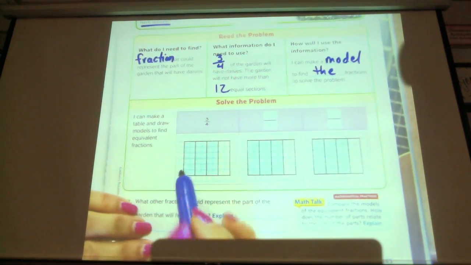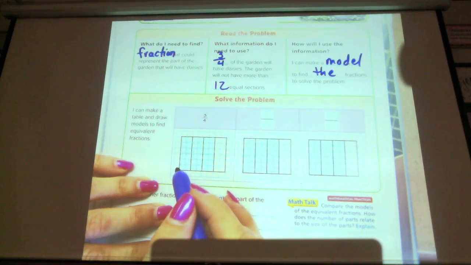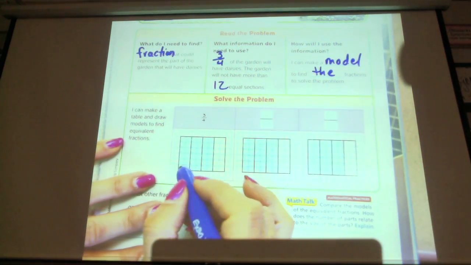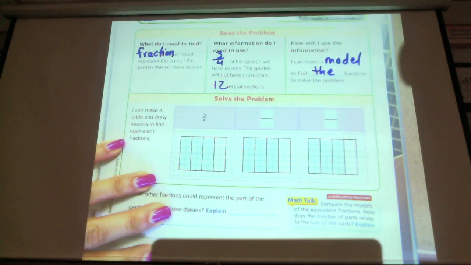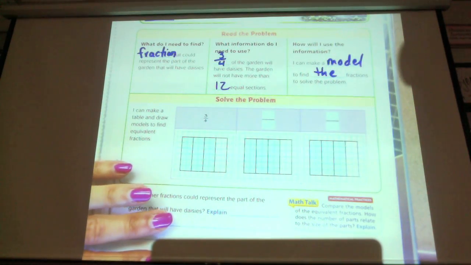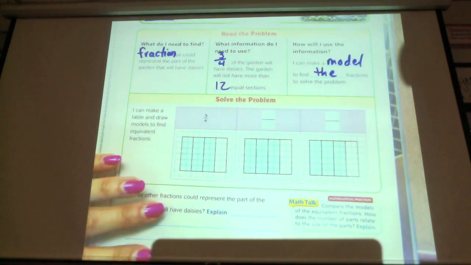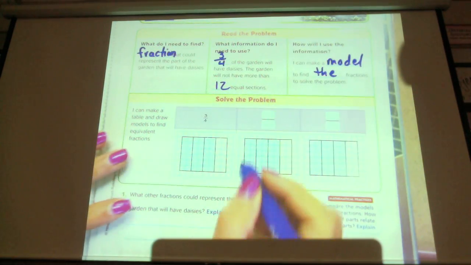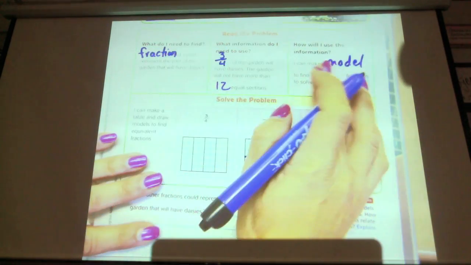Okay, so if here's the garden, and the garden has 12 equal sections, and we know for sure that you can divide it into fourths. So they drew a garden, and they've divided it into fourths, first of all. You see that so far? Okay. We need to make some equivalent fractions that have no more than 12 equal sections. So how can I divide this garden further to make equal sections? They all have to be equal. Any ideas where I can draw a line? Sideways through right here, the middle? He says this should say equivalent.